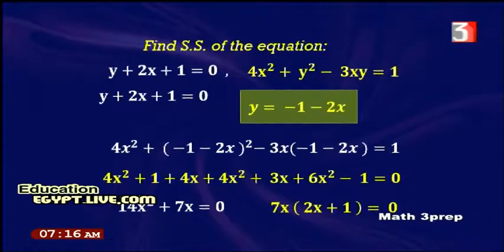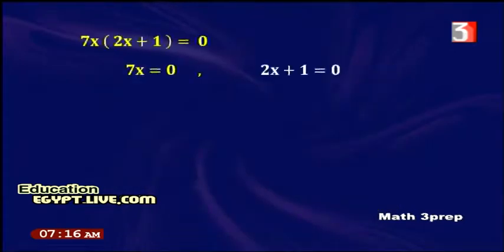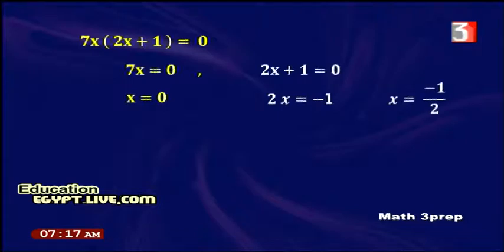Two terms multiplied by each other equal 0. So either the first term, which is 7x, equals 0, or the other term, which is 2x plus 1, equals 0. To find the value of x, you are going to divide both sides by 7 to obtain x as 0. The other one, as 2x plus 1 equals 0, then 2x equals negative 1, and finally x equals negative half. And in this case, we can say that the values of x are 0 and negative half.